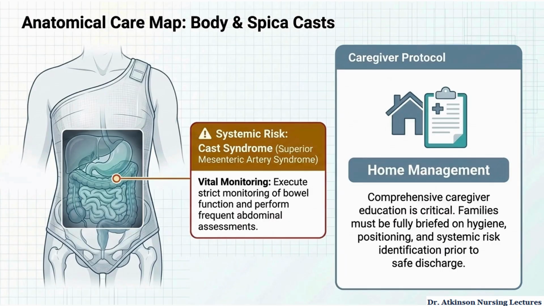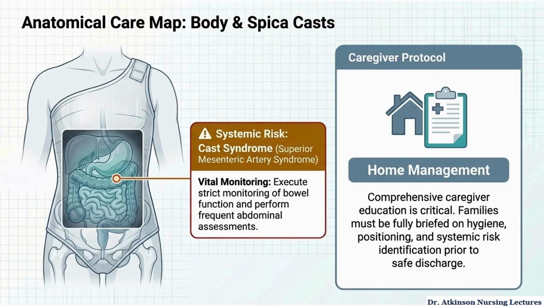Body and spica casts create unique risks beyond standard extremity immobilization. Cast syndrome, or superior mesenteric artery syndrome, occurs when the cast compresses the duodenum, leading to nausea, vomiting, abdominal distension, and bowel obstruction, requiring immediate intervention. Nursing care includes close abdominal assessment, bowel monitoring, skin protection, and positioning support.